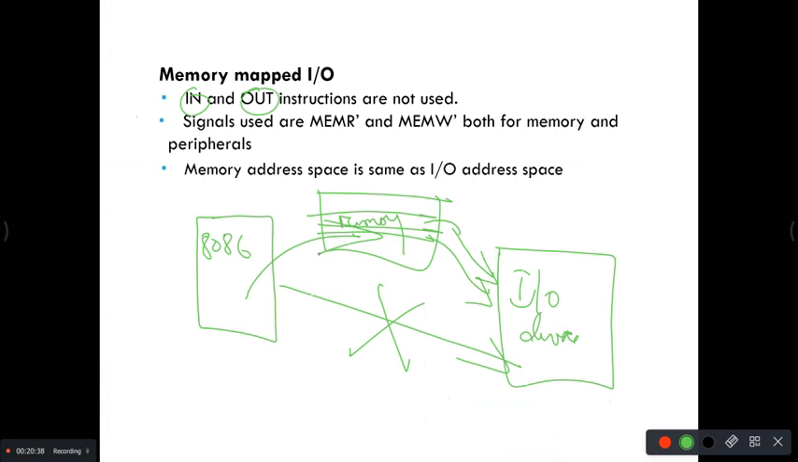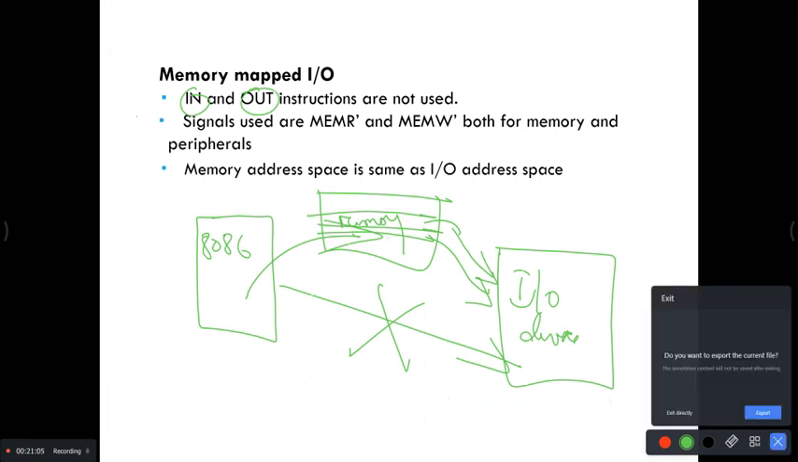There are two types of IO operations we have discussed now. One is IO mapped IO and the other one is memory mapped IO. In memory mapped IO, we directly get the data from the memory. That's all. We don't use the IN and OUT instructions. Have you understood this? Okay. So these are two different types of IO interfacing. Now you understood how to interface the data read and data write to microprocessors.